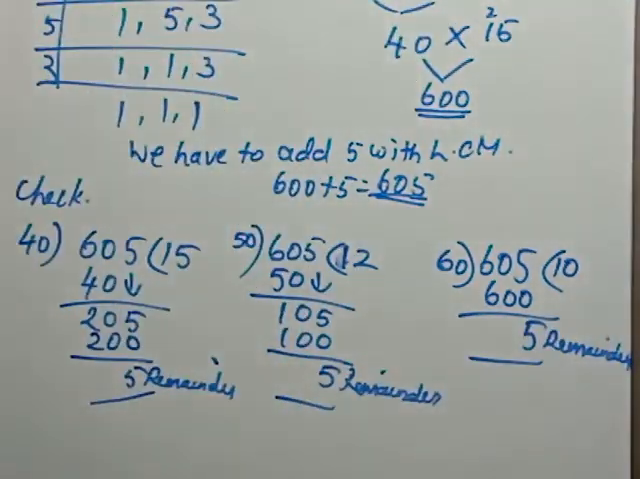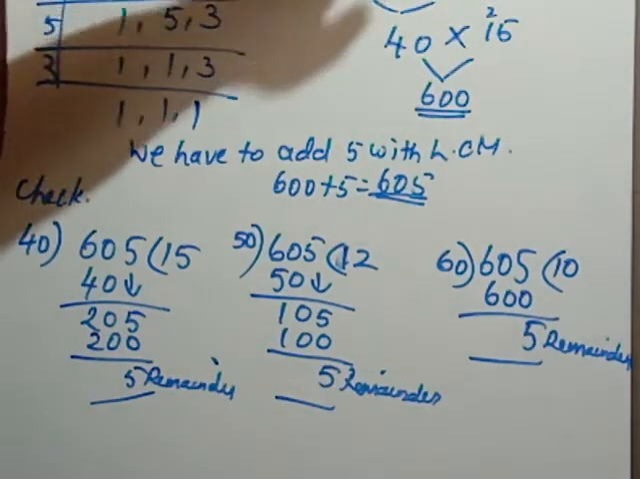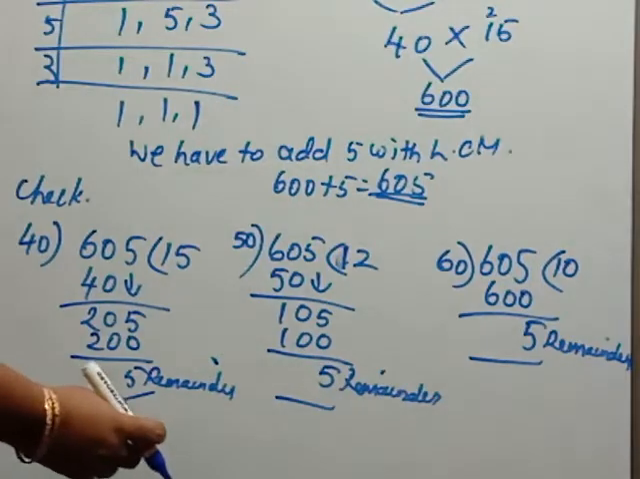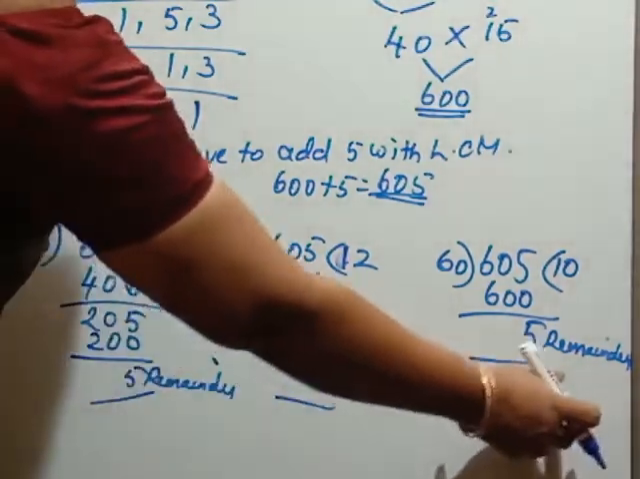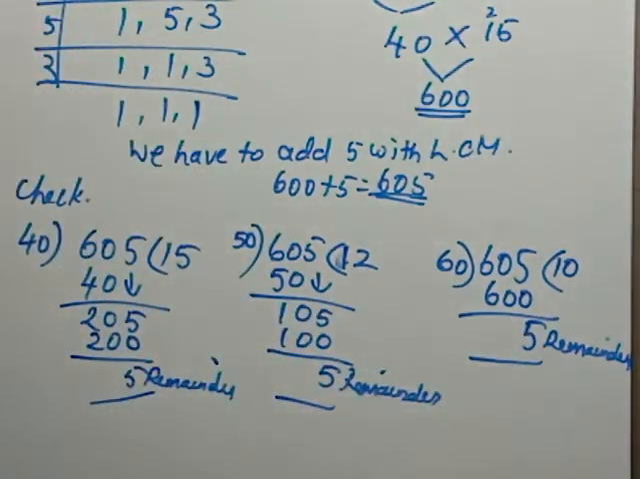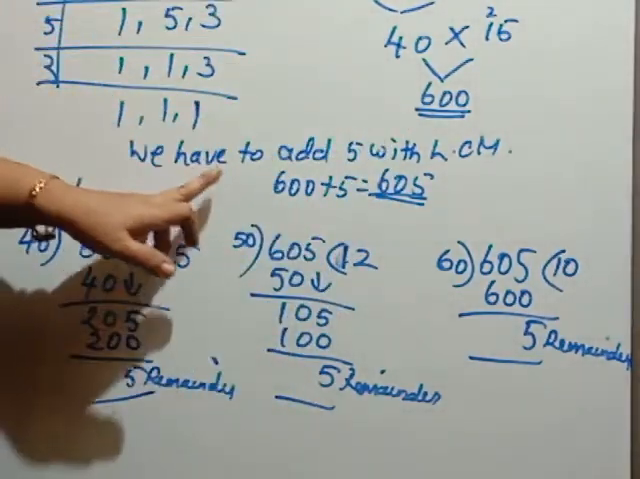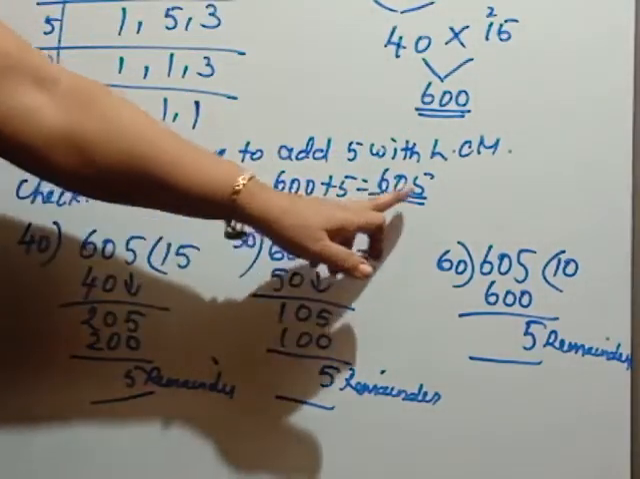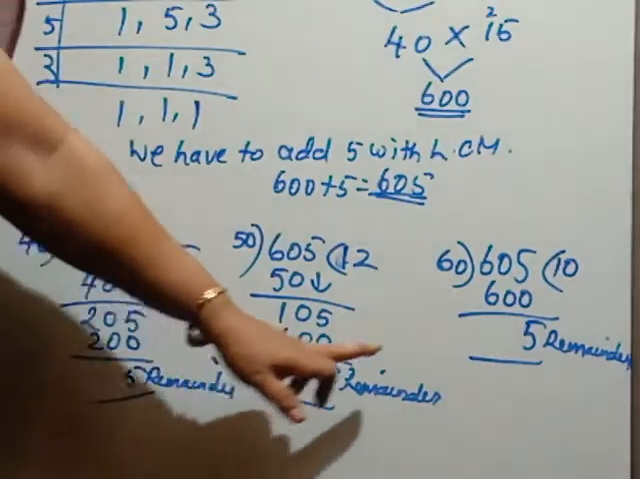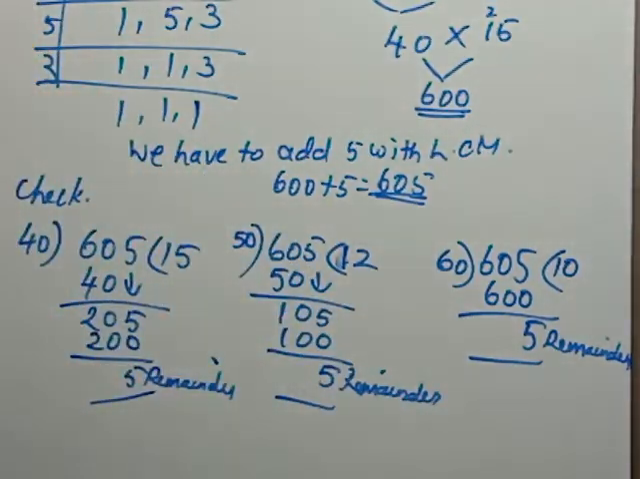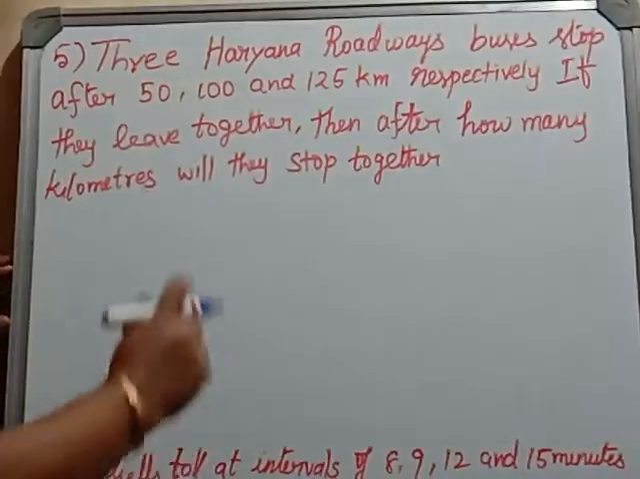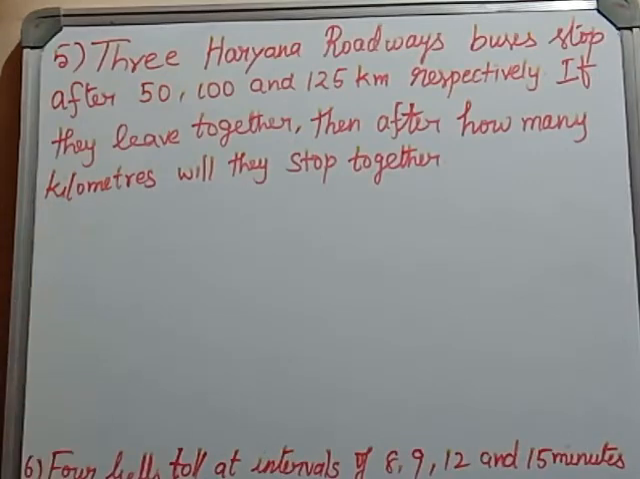What they asked: find the least number which when divided by 40, 50 and 60 leaves remainder 5. You see, in all cases we are getting remainder 5. After the LCM, you have to add the 5 with the LCM. Then you will get, in all the cases, 5 as a remainder. Now, we are going to solve the next word problem.